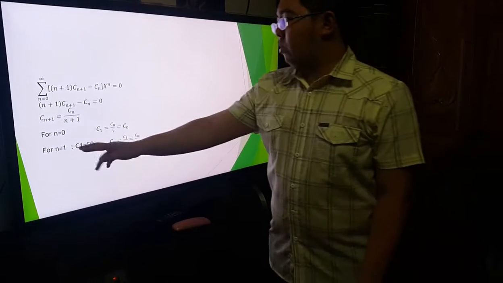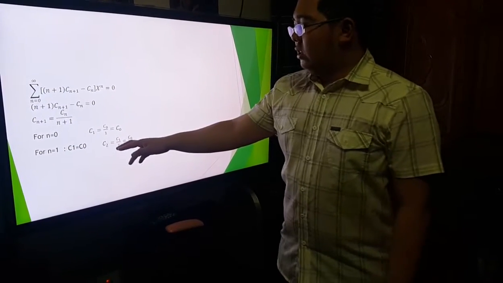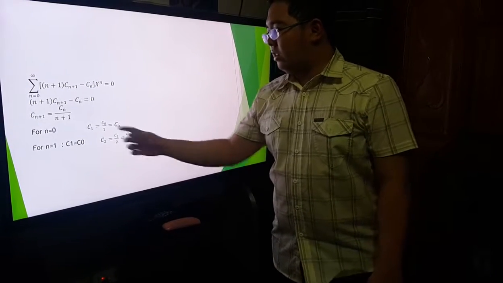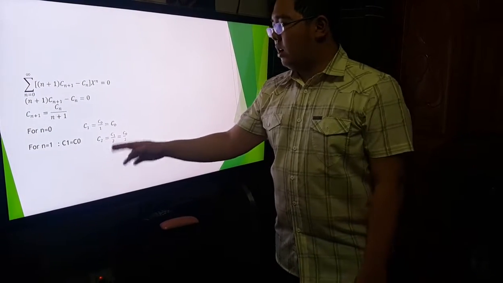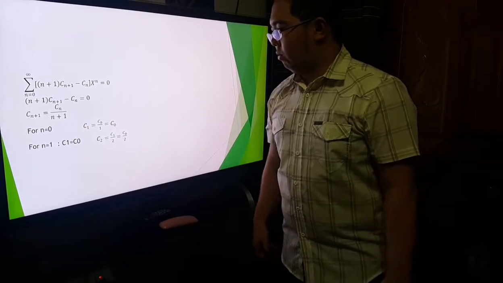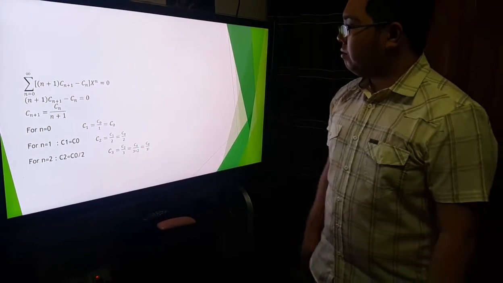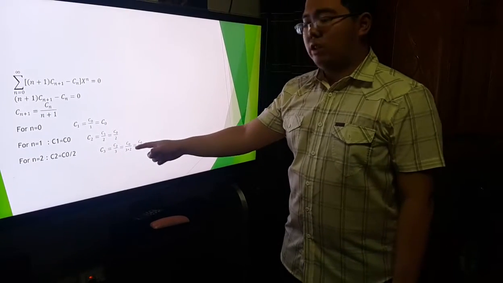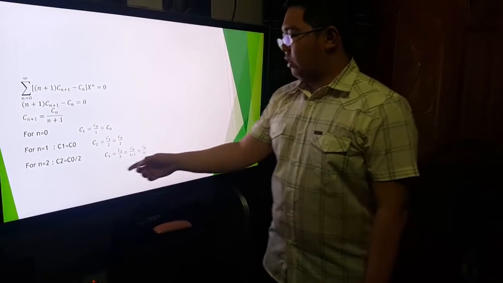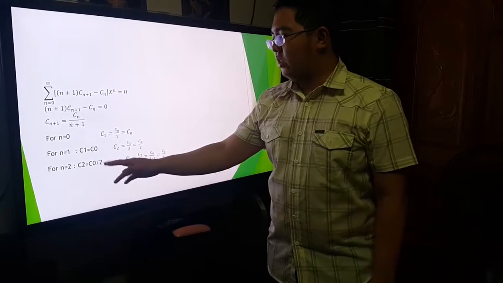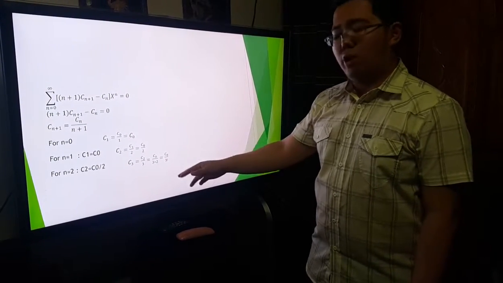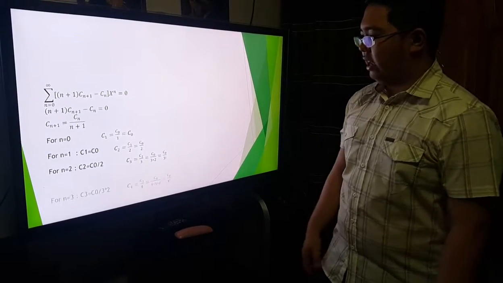For n equals 1, it gives you c_2 equals c_1 over 2, and since we know that c_1 is equivalent to c_0, therefore we have c_0 over 2. For n equals 2, c_3 is equal to c_2 over 3. And since we know that c_2 is equivalent to c_0 over 2, then we have c_0 over 3 times 2, or c_0 over 3 factorial.